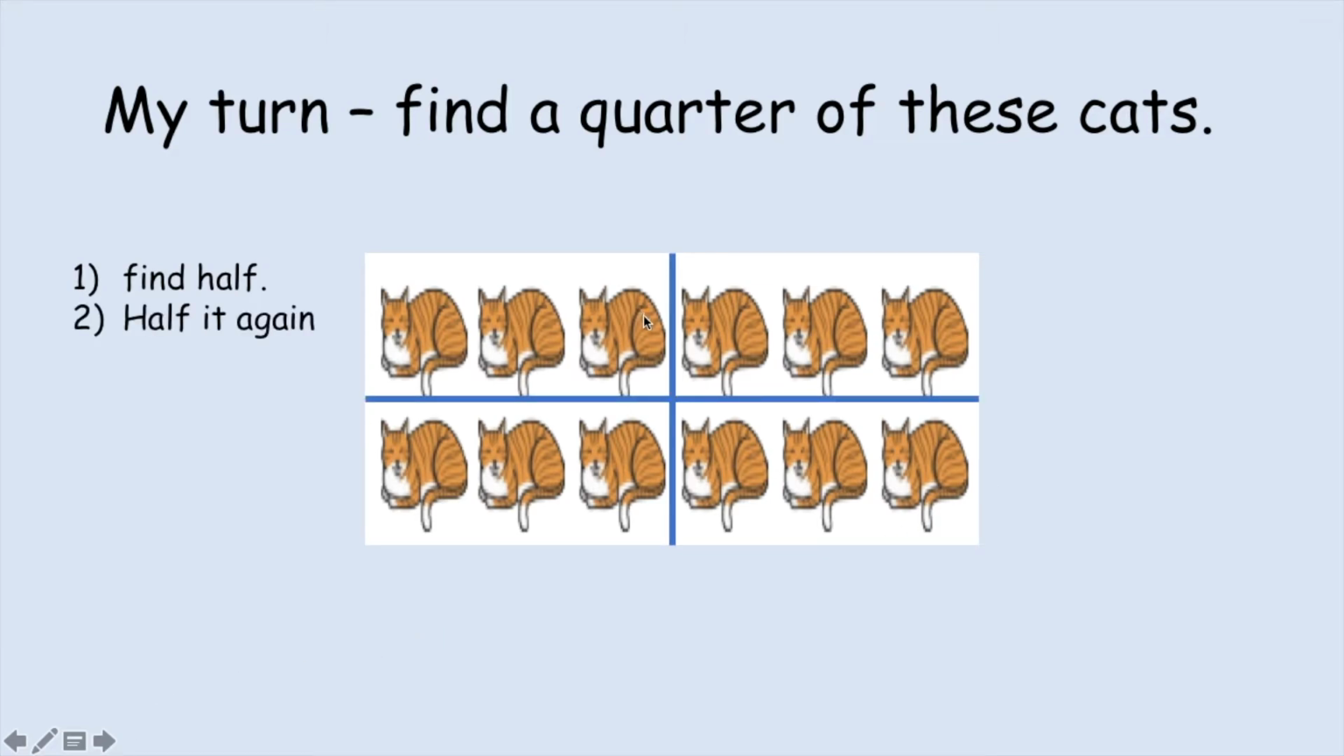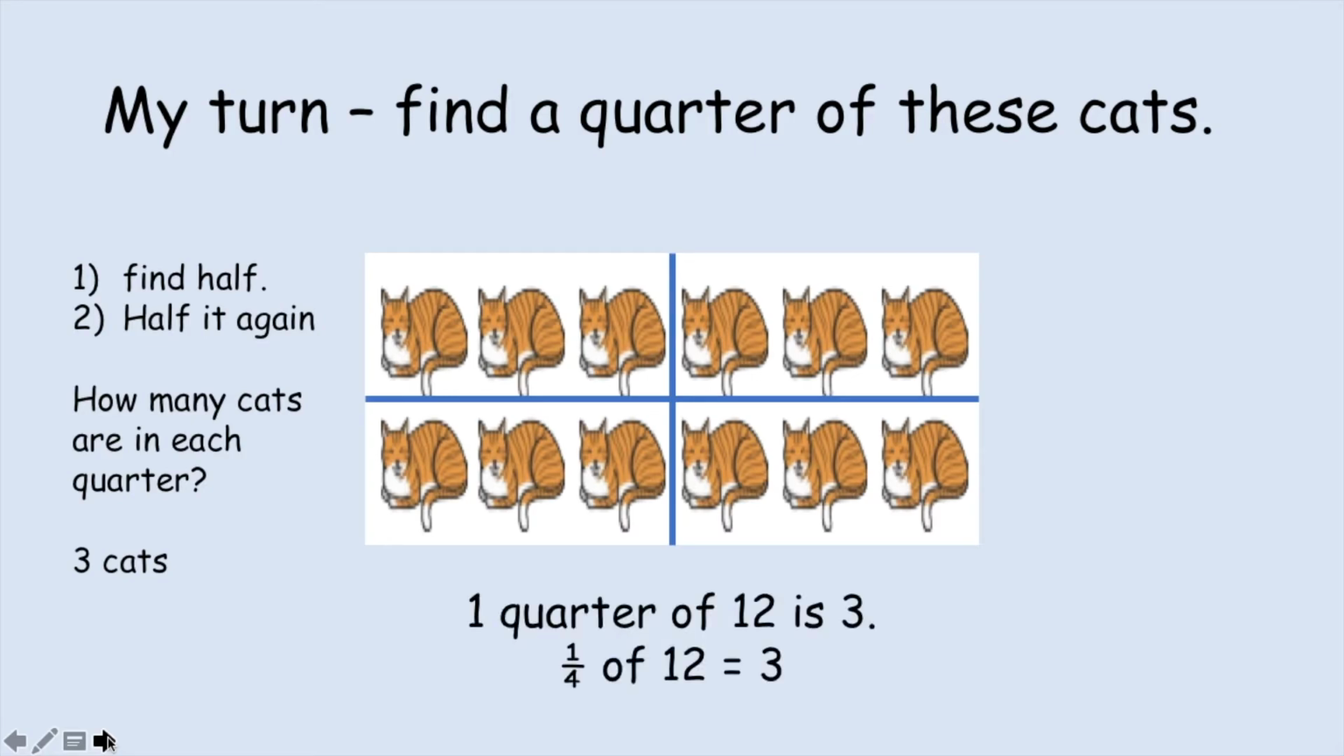Now I'm going to draw my next line and I have 4 equal groups. Let's check that they are equal. 1, 2, 3, 1, 2, 3, 1, 2, 3, 1, 2, 3. So they are equal. How many cats are in each quarter? 3 cats. So 1 quarter of 12 is 3. And this is another way that we can write a quarter, 1 over 4. So that means 1 quarter, because we have 4 equal parts, of 12 equals 3. So those are 2 different ways that we can write a quarter.